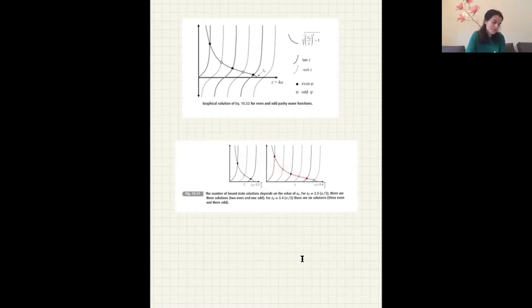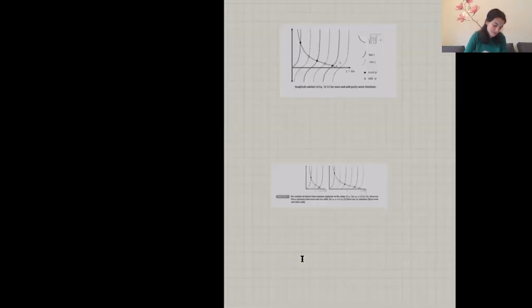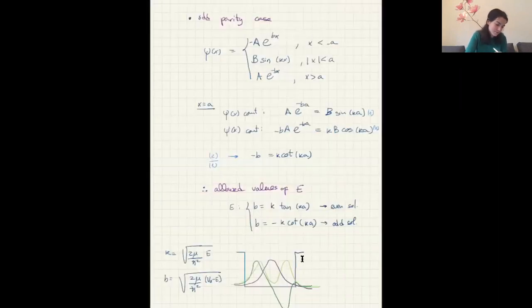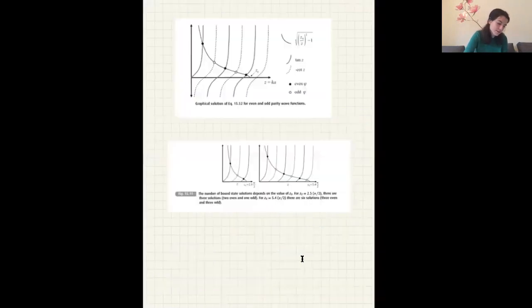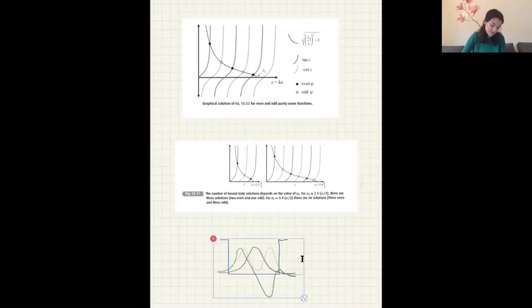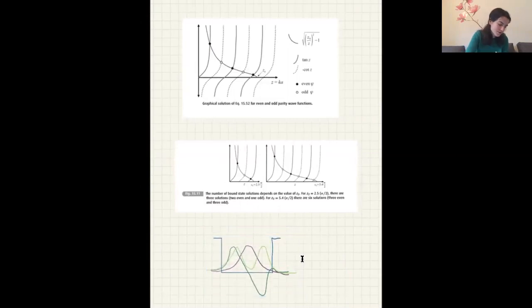And what do the allowed states look like? I had a drawing here somewhere. There you go. Okay. So let's just call this n equals 1. The first state is very symmetric. Just a cosine, we just go once around the box. And then the second one is like the sine function. It's an anti-symmetric one.